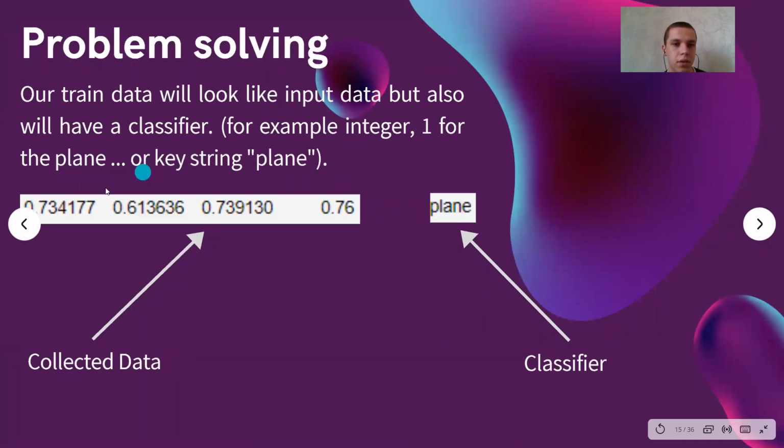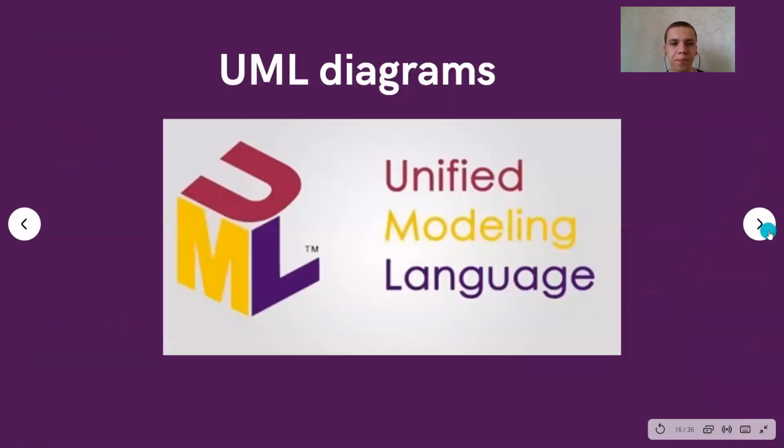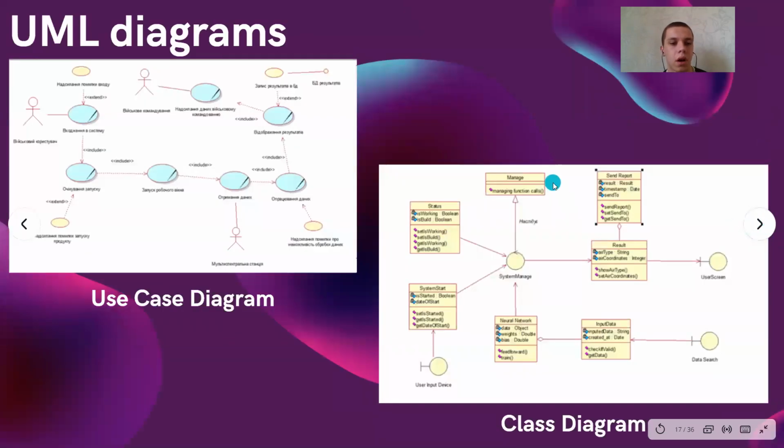Here is how our neural network will look, but we will have many more neurons. So here's our data. It will be numbers from 0 to 1, and the classifier. For now, it's plane, but we will have a rocket and drones. So let's have a look at the UML diagrams. Here you can see a use case diagram and a class diagram.